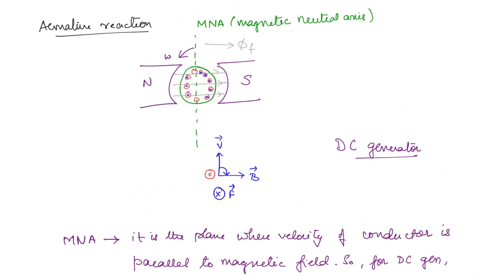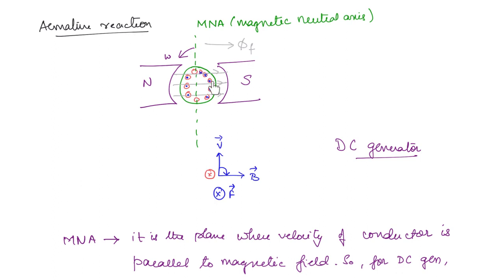So where is this going to be? It is going to be this same axis. Okay, so the magnetic and the geometric neutral axis, they will coincide. Okay, but here comes the armature reaction. What is the armature reaction?